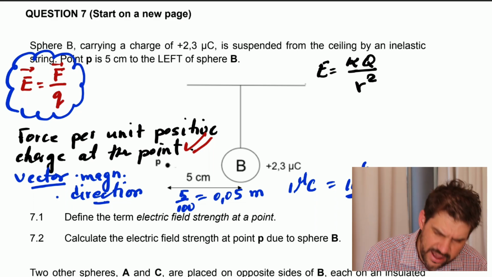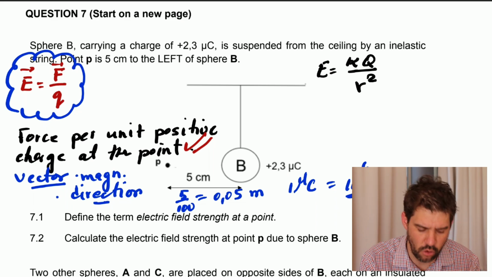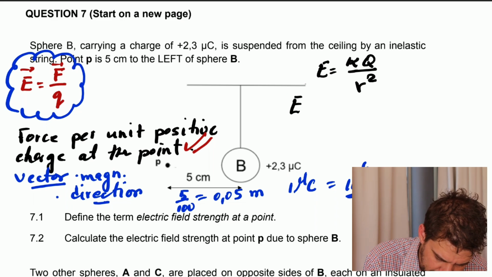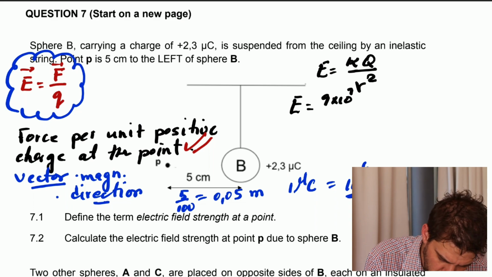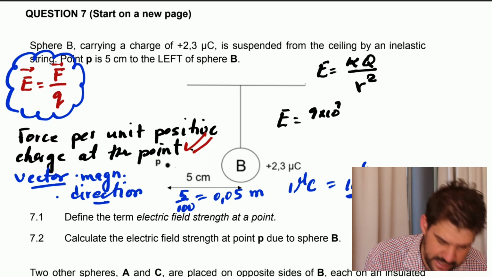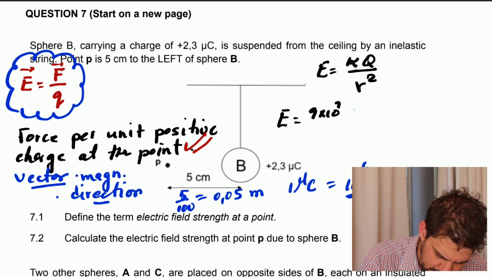So we have everything. K is a constant, guys, that you get in the table of constants. So we can substitute: E is equal to 9 times 10 to the 9, times the charge we converted, which is 2,3 times 10 to the minus 6.